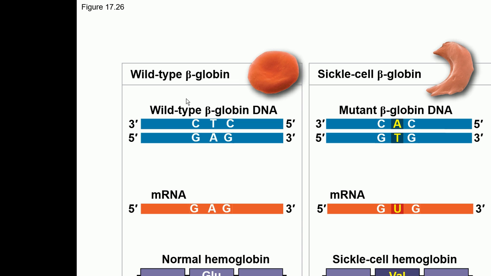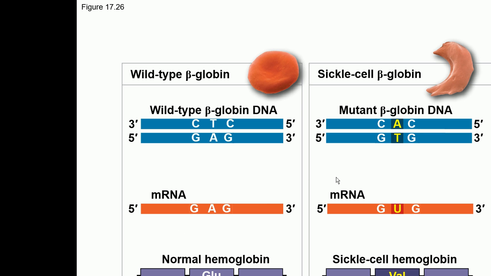And as a result of that, there is a change in mRNA. In the normal mRNA, it is GAG, and the mRNA in sickle cell anemia is GUG. And as a result of that change in mRNA, there is a change in amino acid. In the normal hemoglobin, the amino acid is glutamate, which is a charged amino acid, and in the diseased state, it is valine. Valine is a non-polar amino acid.